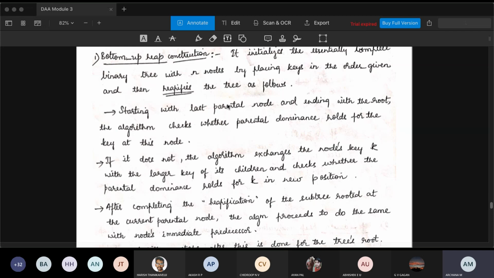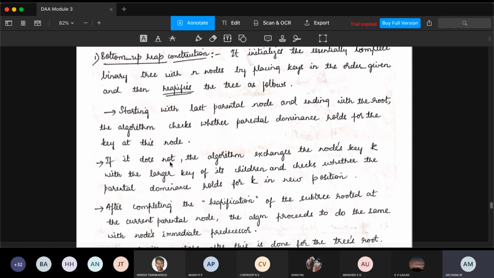What is that heapifying? What is that placing? We have to know that with these rules. Look here: starting with the last parental node and ending with the root, the algorithm checks whether the parental dominance holds. This is very important. Whenever you are placing a key in the tree, see to it that the parent node is greater than the child node. That is very important to construct a heap. Parental dominance is the first thing.